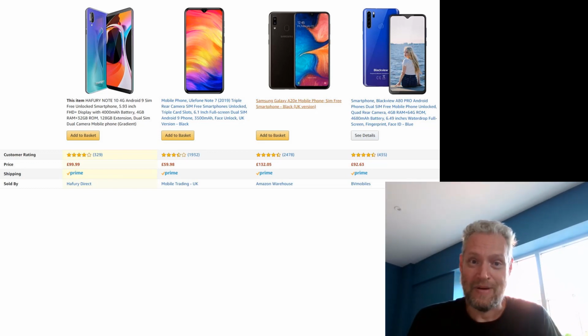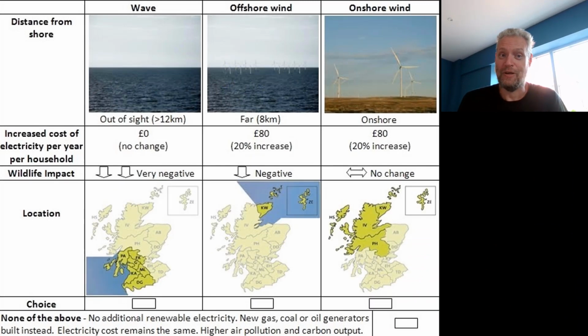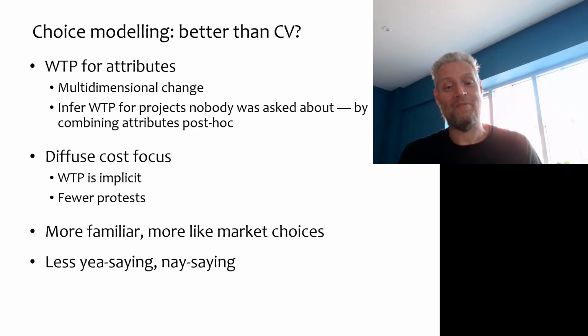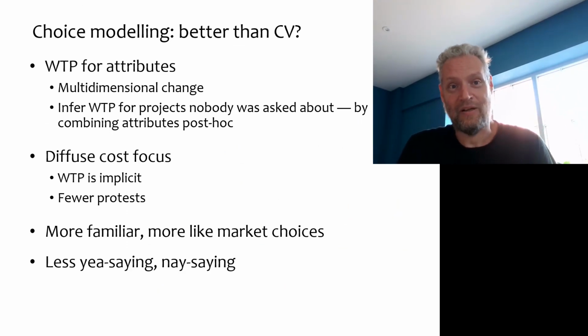This is what the market presents to you, and choice modeling essentially mimics that familiar situation that you see on the market all the time. And therefore you have less of a hypothetical bias. People are less estranged by this type of question.